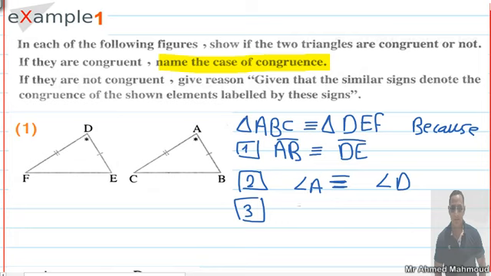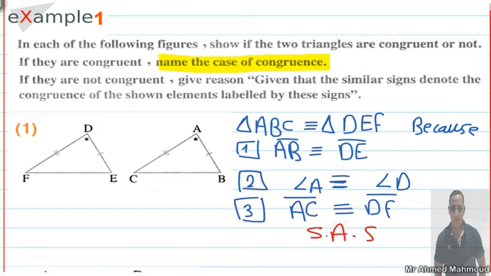Finally, AC side congruent to DF side. The case here is side angle side, S.A.S. Okay, now I can write the results.